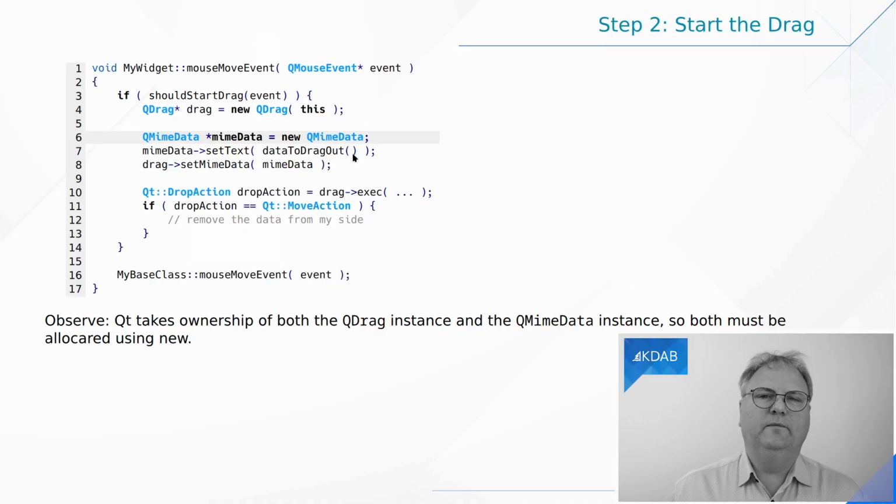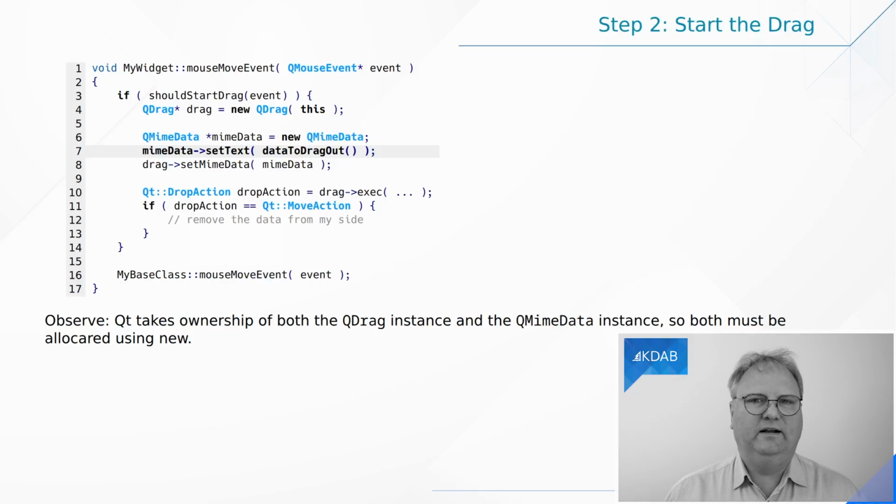QMimeData, in this very simple setup at least, just has a method that's called setText, where we'll give it some text. So data to drag out is a QString that somehow I can calculate in my application. It's not a virtual method or anything, it's just something that I came up with. The MimeData now has the data we want to drag out. We set that on the drag, and we call exec on our drag to tell Qt, to tell your operating system that a drag and drop should now start.